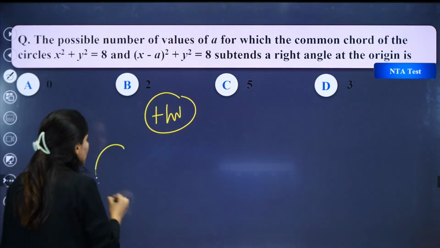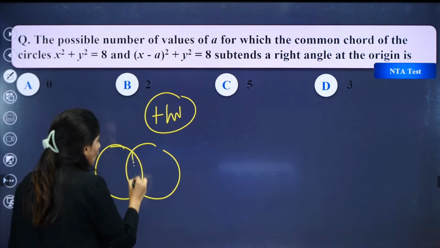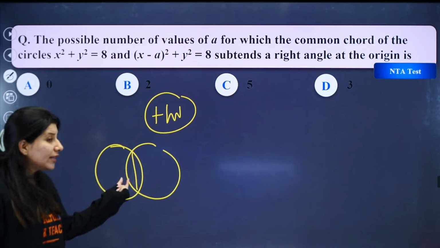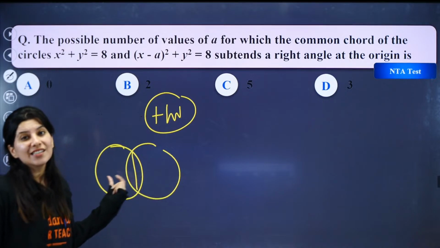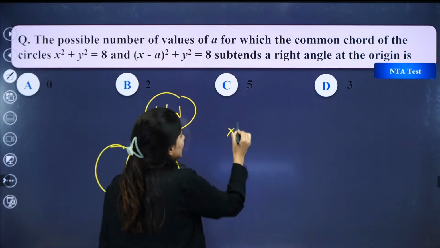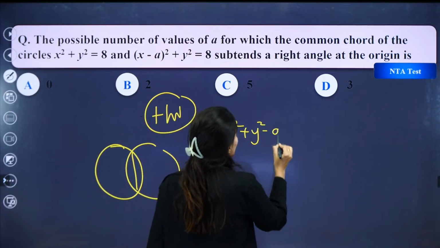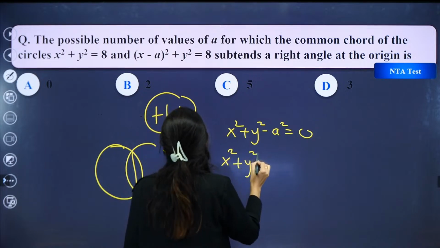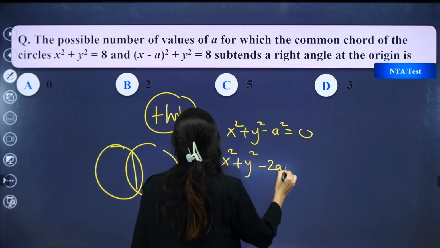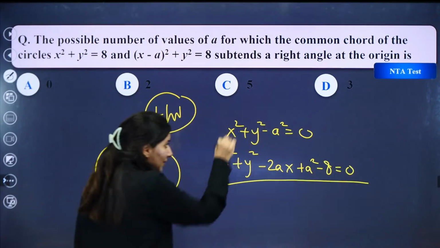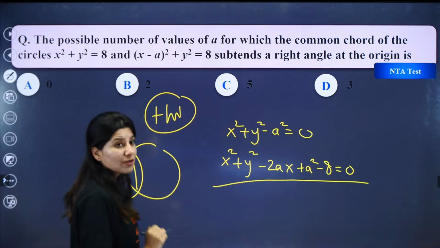Suppose you have two circles, and this is the common chord. This common chord can be calculated by just subtracting these two circles. The first circle is x square plus y square minus a square is equal to 0. The second circle is x square plus y square minus 2ax plus a square minus 8 is equal to 0. If you subtract these two, you will get the equation of the common chord.